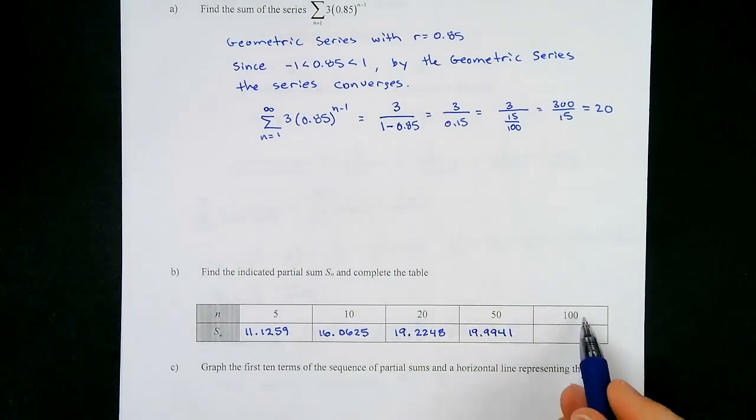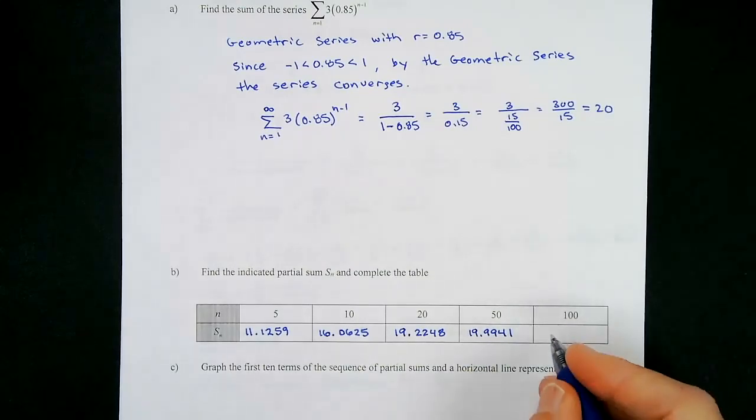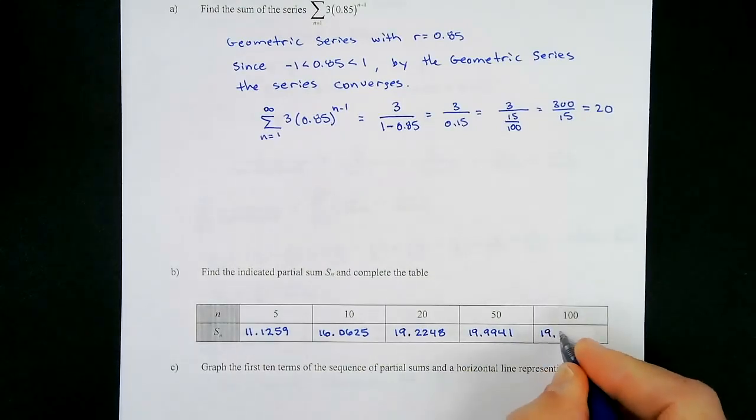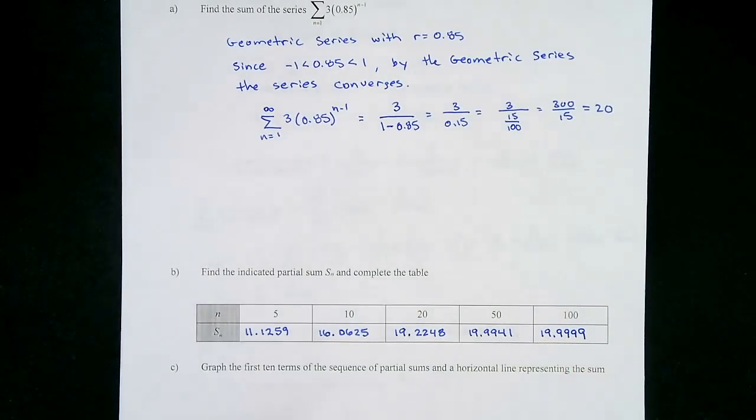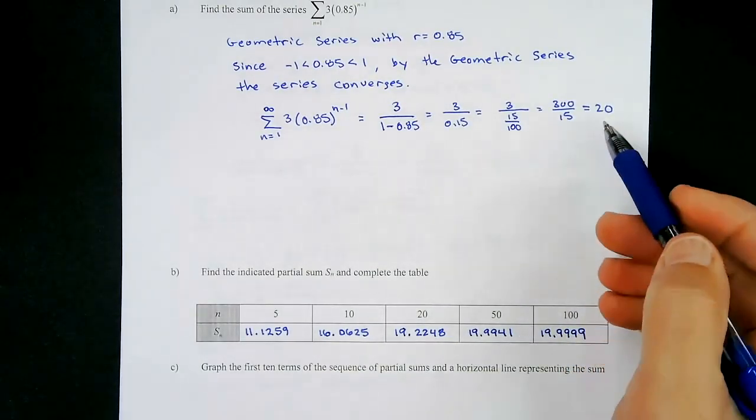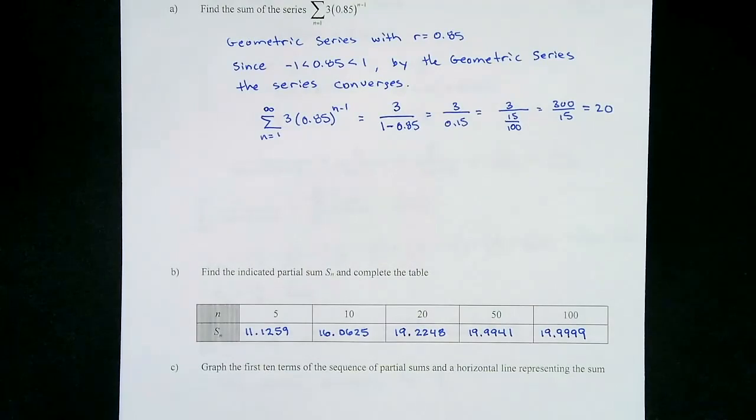And then let's find the sum of the first 100 terms. So the sum of the first 100 terms from our calculator was 19.9999. So it looks like what we're getting up here, it looks like we're approaching 20, right? Okay, so now I'm going to show you how to enter this into the graphing calculator and how to graph the first 10 terms of the sequence.